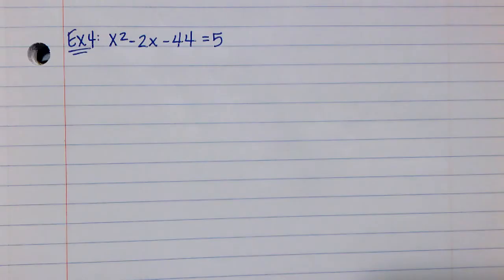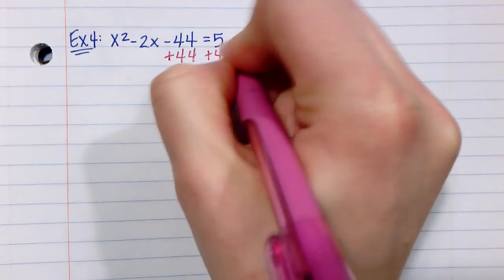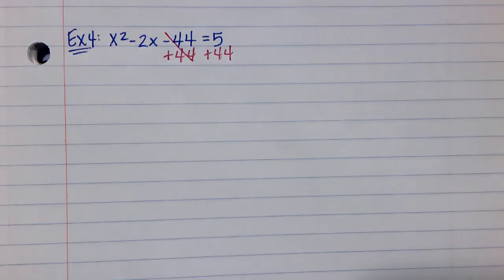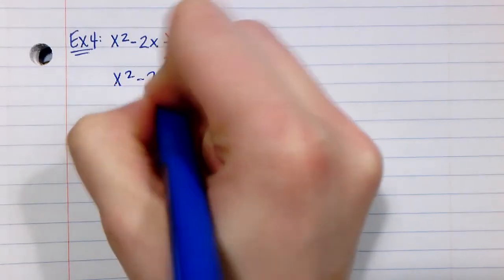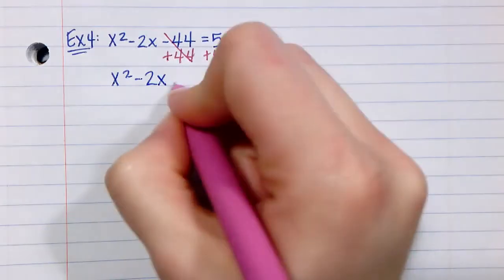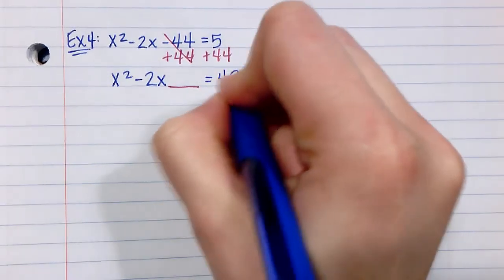Last example for today, x squared minus 2x minus 44 equals 5. Going to add 44 to both sides. Bring down x squared minus 2x, your blank, equals 49, and your blank.